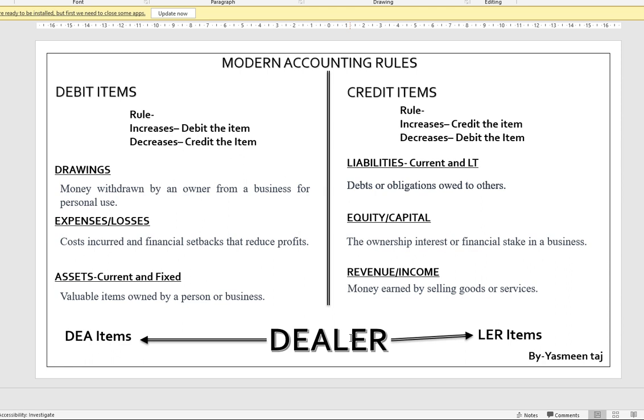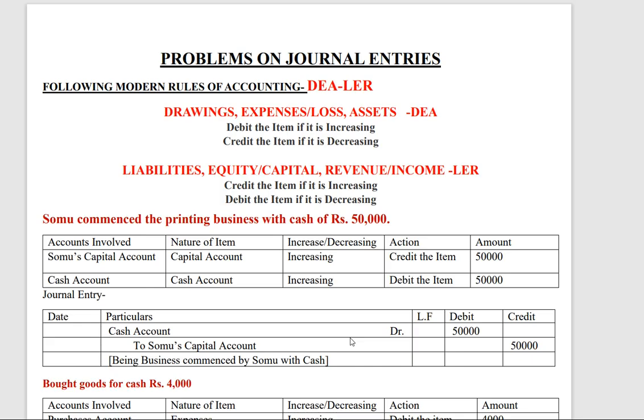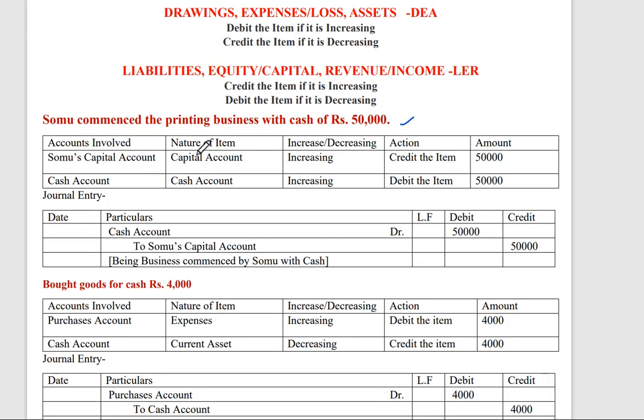Let's post the journal entries with the help of these modern accounting rules. Let's start with the first entry. Somu commenced the printing business with cash of rupees 50,000. Here, Somu, a person, is starting a printing business with cash of rupees 50,000. So as anyone is starting a business with cash or an asset, that should be posted into a capital account, that is the individual's or company's capital account.